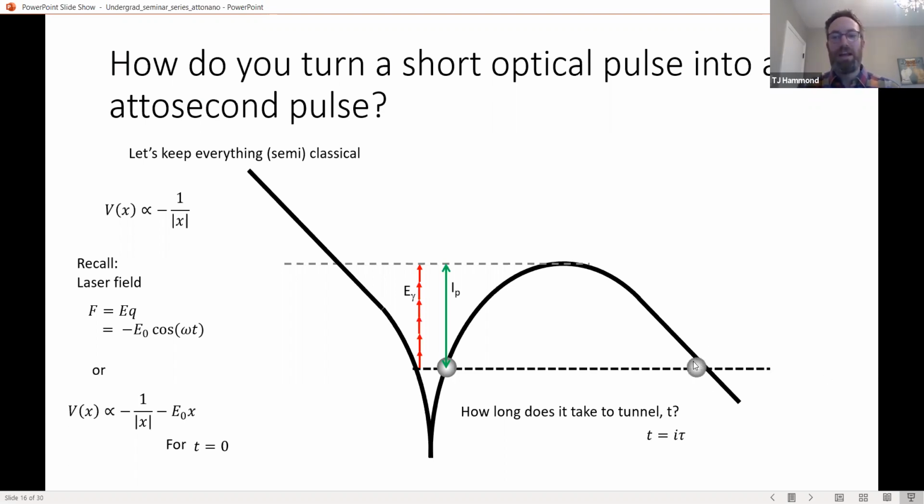But in actuality, the tunneling time is imaginary, and so it shouldn't take any time at all in real time, but you could say it takes an imaginary amount of time, which is its own kind of confusing idea. But that's theoretical physics for you.